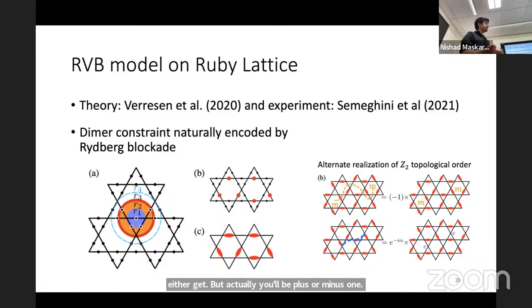Plus 1 or minus 1. Yes, I think that's right. Yeah. Don't quote me on that, but I think that's correct.